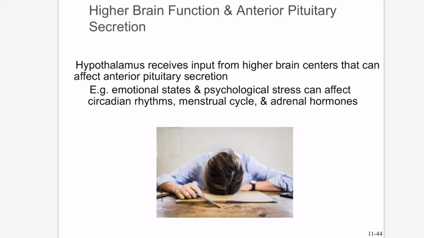So the hypothalamus is a neural structure, and it integrates what it receives from higher brain centers like the cerebral cortex, and that can affect the anterior pituitary secretion as well. So that means that the emotional state or psychological stress can impact menstrual cycle, adrenal hormones, circadian rhythms that are all dependent on hormone release.